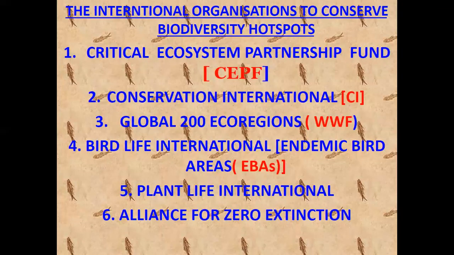The international organizations to conserve the biodiversity hotspots. The first one, Critical Ecosystem Partnership Fund, that is CEPF. The second organization is Conservation International, that is CI. Third one, Global 200 Ecoregions, that is WWF, World Wildlife Fund. Fourth one, BirdLife International, that is Endemic Bird Areas, EBA. Fifth one, Plantlife International. And seventh, Alliance for Zero Extinctions.